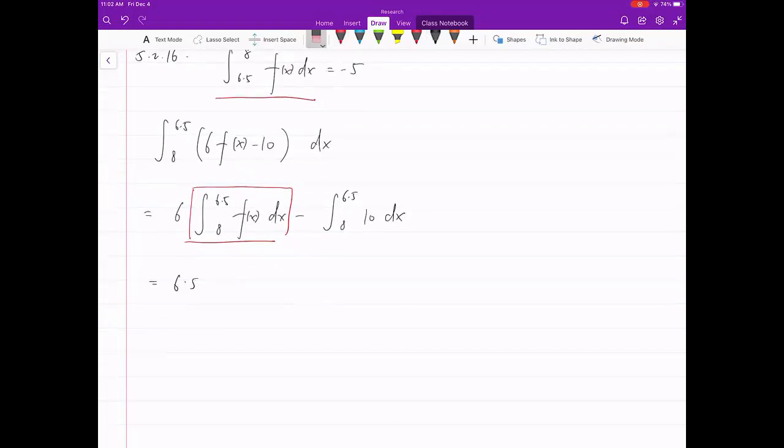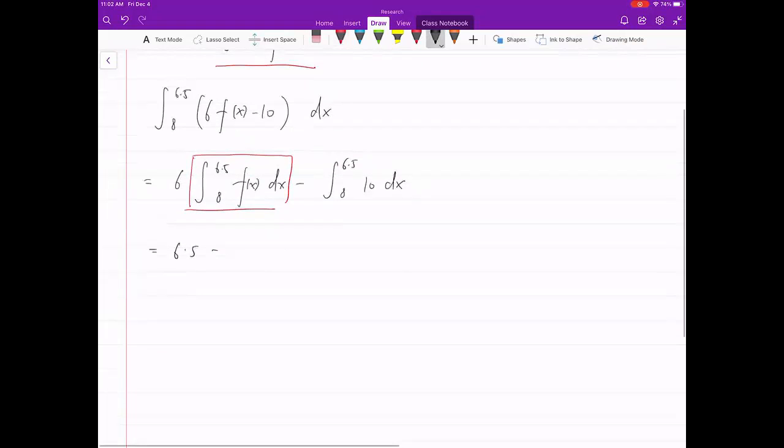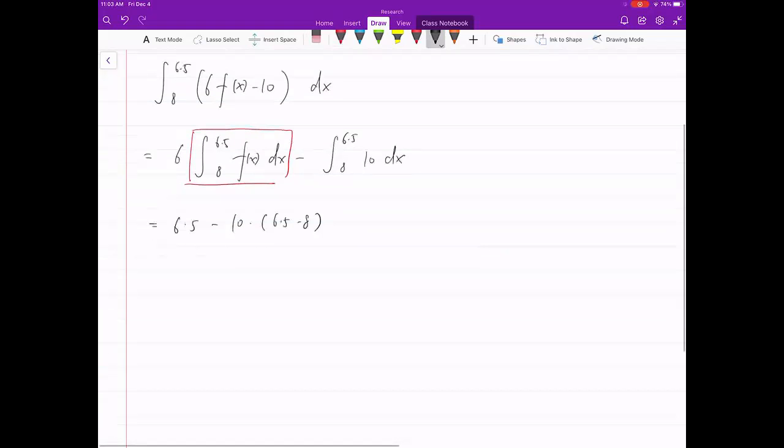Second, for the second part, you're basically taking the integral from some interval for a constant. And a constant basically gives you a rectangle. So all you need to do is use 10 times the length of the interval. And you always use the ending minus the starting. And that's how you do 16. Thank you.